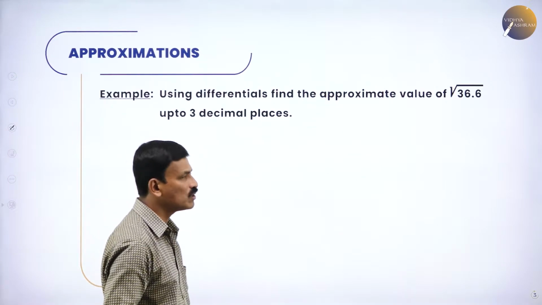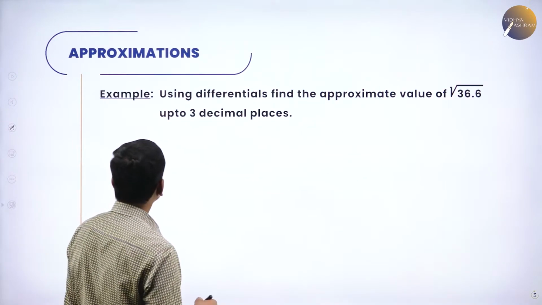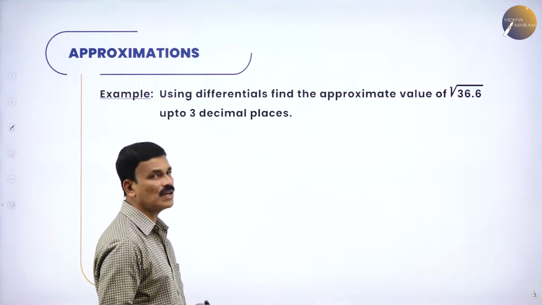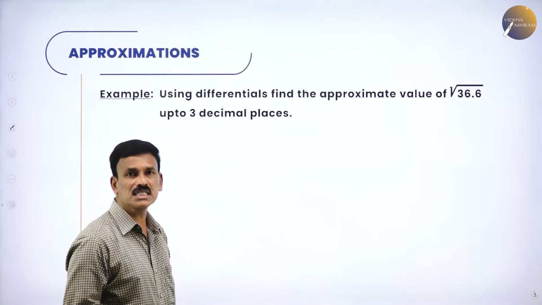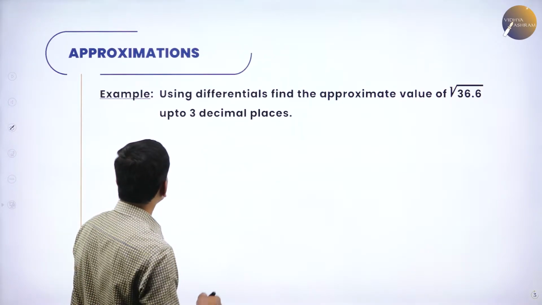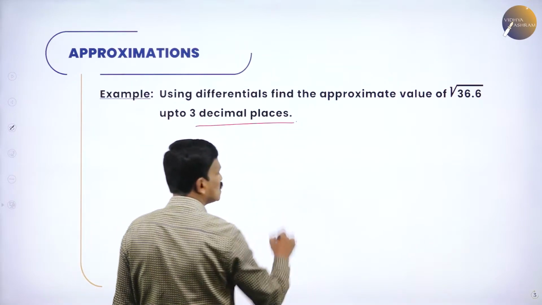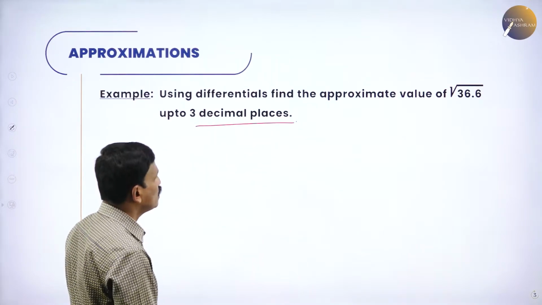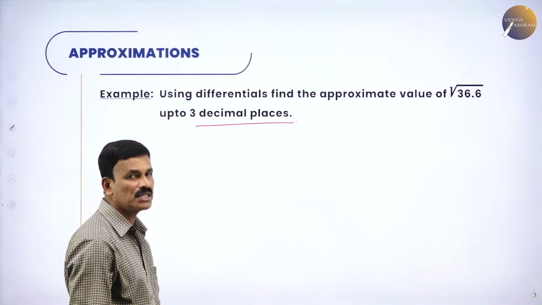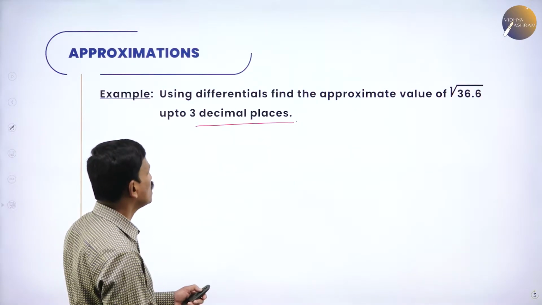Now let us come to a small problem. Using differentials, find the approximate value of square root of 36.6 up to 3 decimal places. This is the problem given. So what is the problem given? Square root of 36.6 up to 3 decimal places.